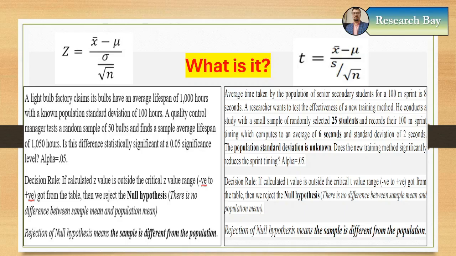Now, as you have understood what a confidence interval is, what a significance level is, what a z-statistic, a z-score, and a t-test are, along with their assumptions, in the next video I am going to explain how to conduct a one sample z-test and a one sample t-test with these two examples given over here.